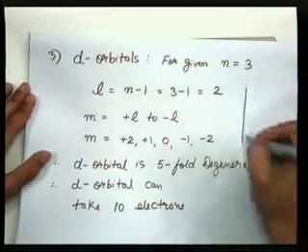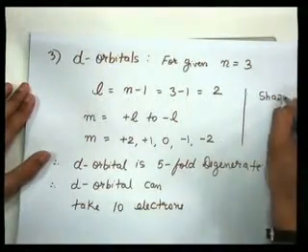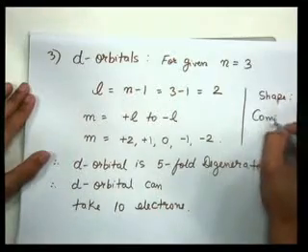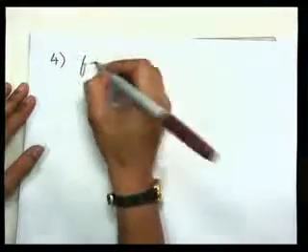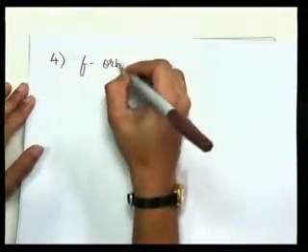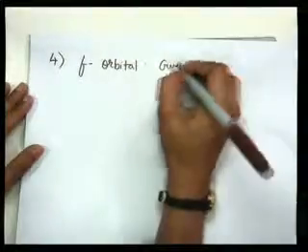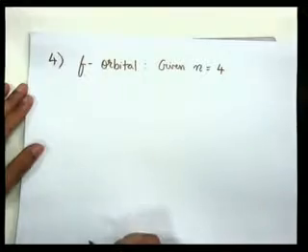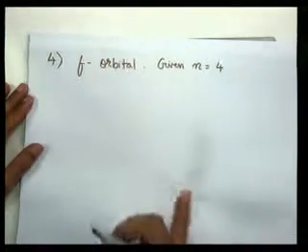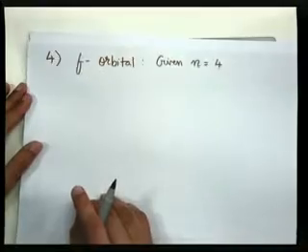Again you can see the shape as complex shape, so we are not taking into detail, but your d case and f orbital case are having the complex shape. Now let us try to move to the fourth case, that is your f orbital. Now for the f orbital, you are given principal quantum number n equal to 4. Okay, so your n equal to 4 means your principal quantum number is having the value of 4.